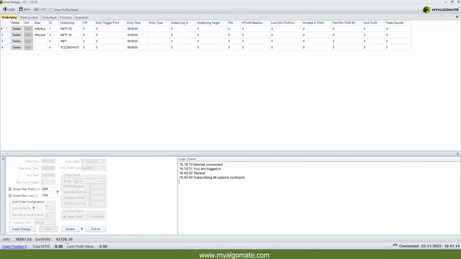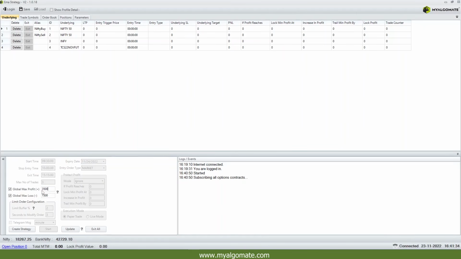Before hitting the start button, this load button will be enabled. Using that, you can load your pre-saved configuration file. So every day in the morning, you just load the file and start the software. That's all.